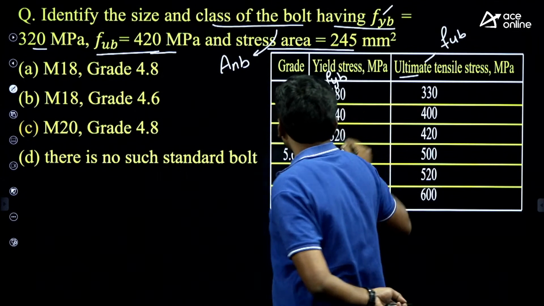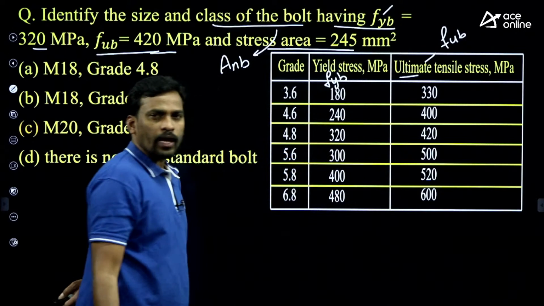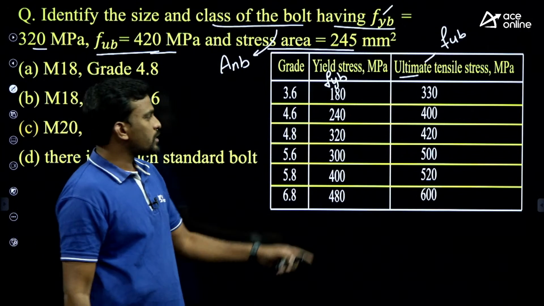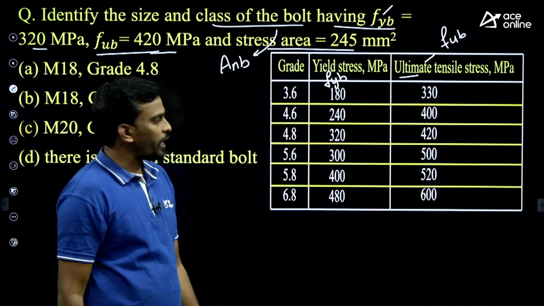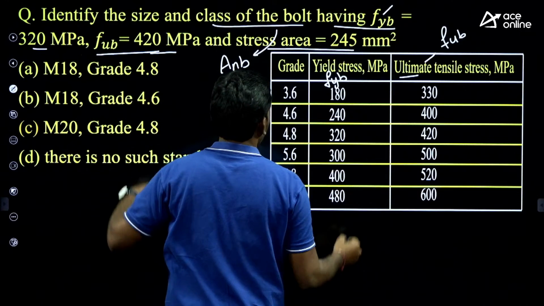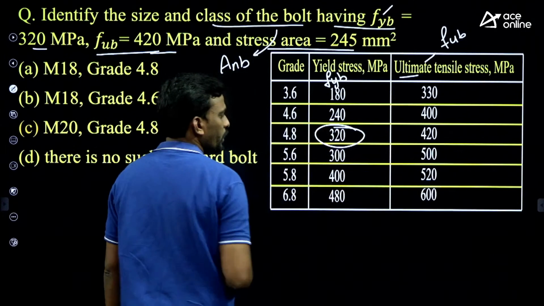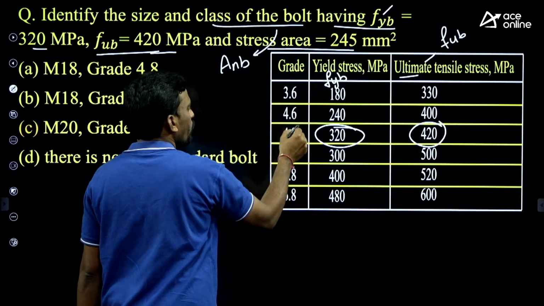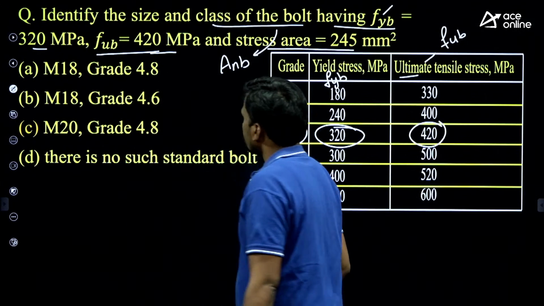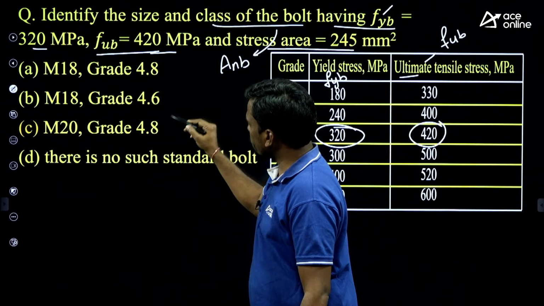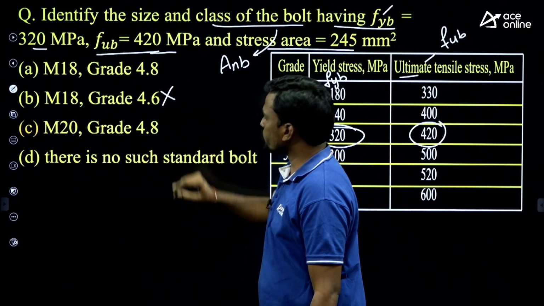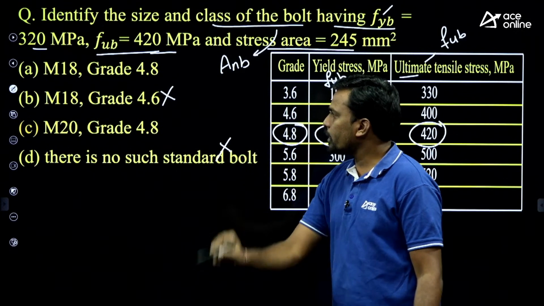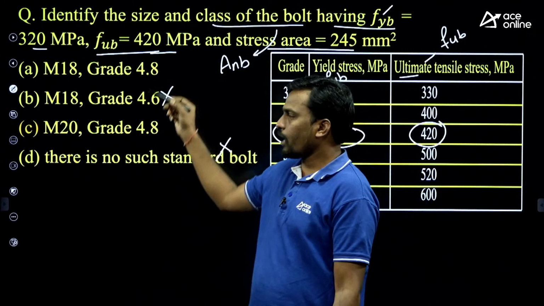This is the table given in the IS 800 2007 code book. Now tell me, this is the 320, next 420. So this is for which grade of bolt? It is 4.8. So where is 4.8? Here and here. Then you can eliminate B, and you can eliminate D. Then it is either A or C.